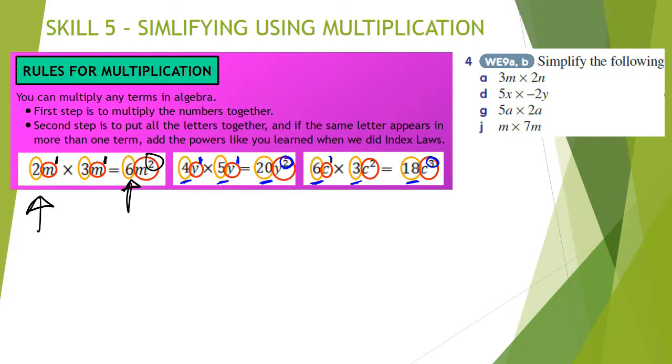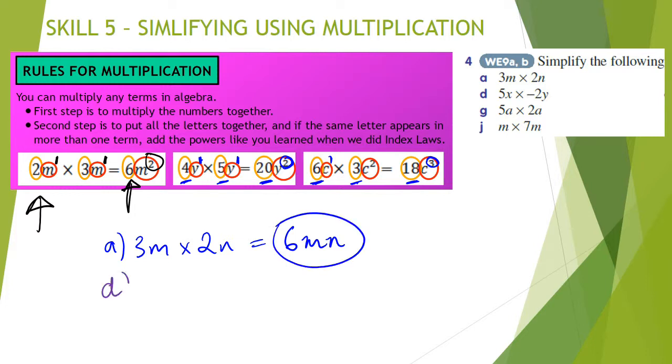If we do some of the examples from question 4, A is 3m times 2n. I do the numbers first, so 3 times 2 is 6, and then I get the letters, which are not the same, and I just write them next to each other, mn, and that's my final answer.